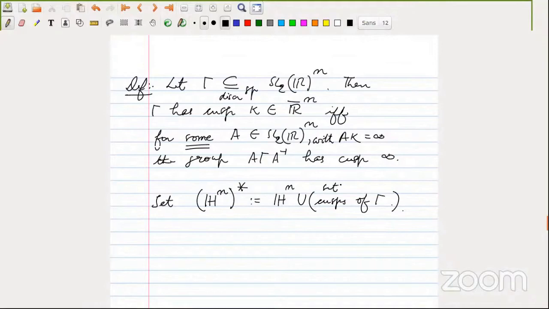Okay, so set of cusps of gamma. Then I'm going to say a few words about this. This is a fact. It takes a long time to prove. As you can see, even if I have not written gamma when I write H_n star, you should always remember that there is a gamma in the background.